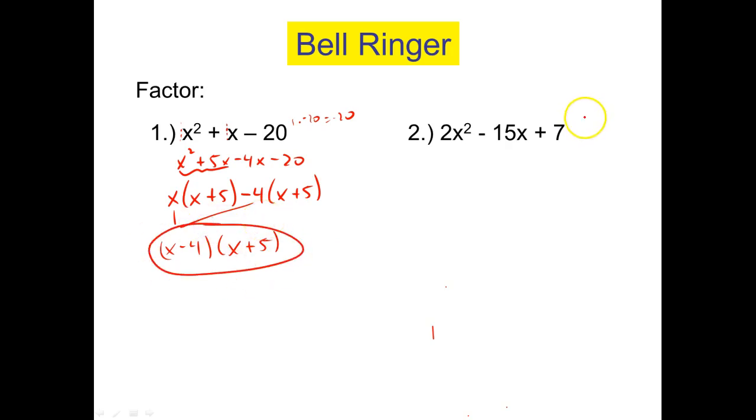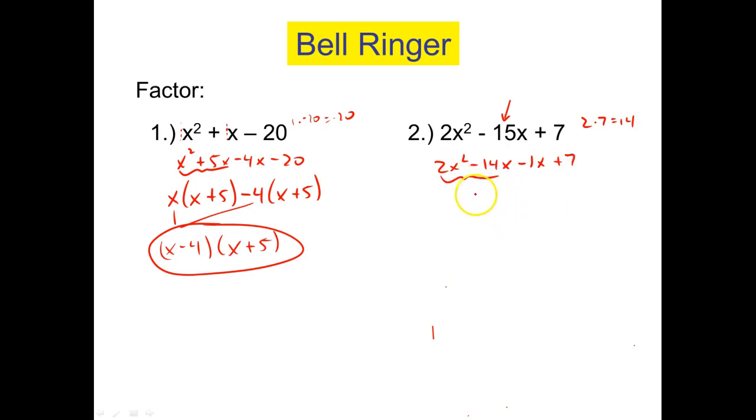And then the second problem, I have 2 times 7 is positive 14. So I want two numbers that are going to multiply to give me a positive 14, but add to give me this negative 15. So that tells me they're both going to be negative. So let's go 2x squared. Looks like it's going to be 14 and 1. So negative 14x minus 1x plus 7.